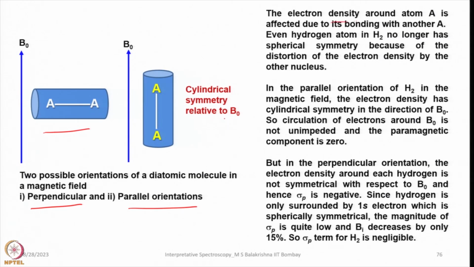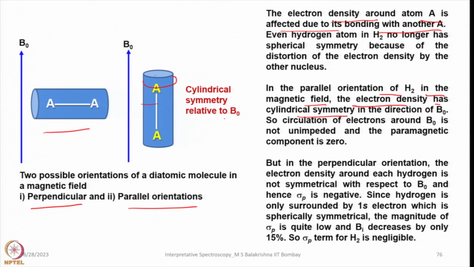So the electron density around atom A is affected due to its bonding with another A. Earlier when we had simple A, that's a different environment. Now we have an AA bond, and the AA bond has two electrons. Now the electron density around atom A is affected due to its bonding with another A. Even the hydrogen atom in H2 no longer has spherical symmetry because of the distortion of the electron density by the other nucleus. But in the parallel orientation of H2 to the magnetic field, the electron density has cylindrical symmetry in the direction of B naught. So this is not impeded and the paramagnetic component is 0 in this case.